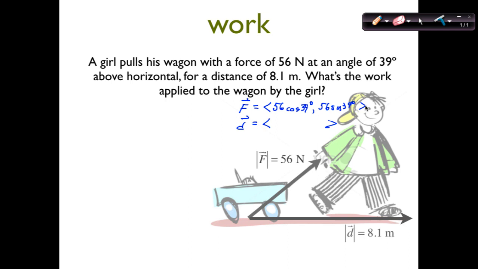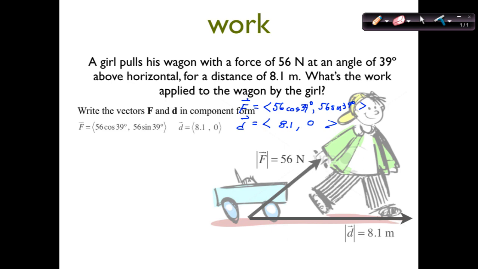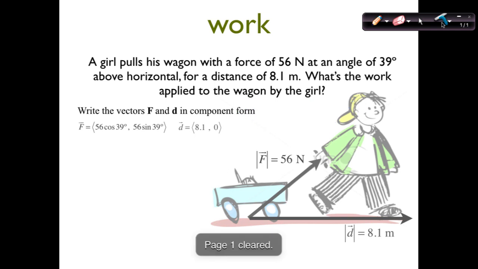Okay, did you get it right? Is that the components of F? Okay. And then D. He wants 8.1 and 0. Yeah, it's all in the X direction, so 8.1 comma 0. Okay, so we got those. Can you read that in the back? Okay.